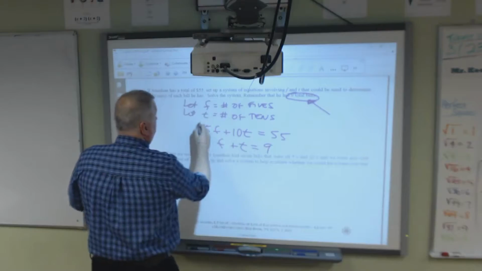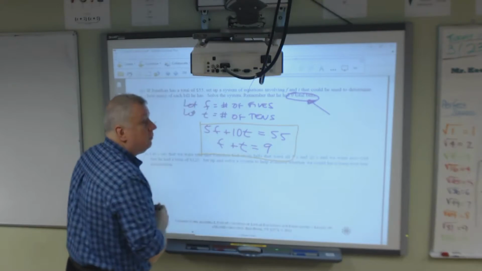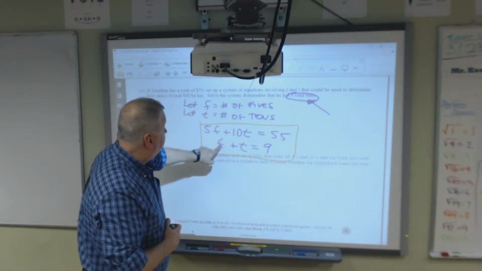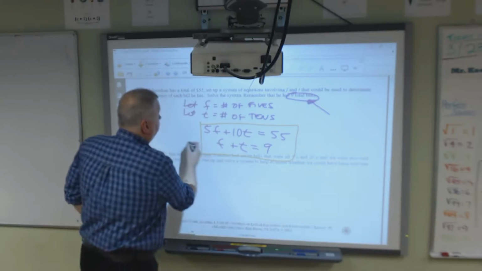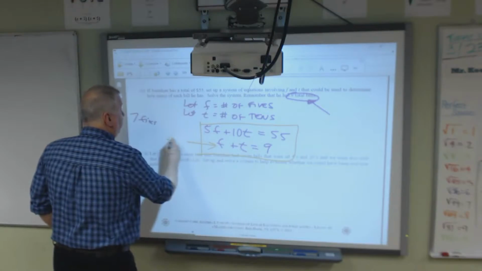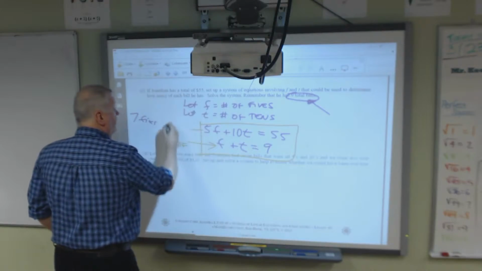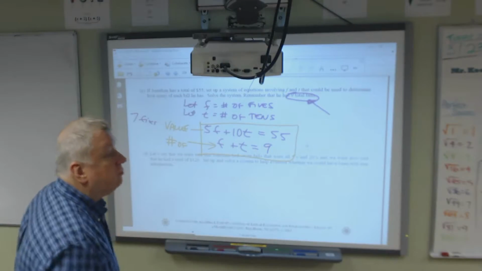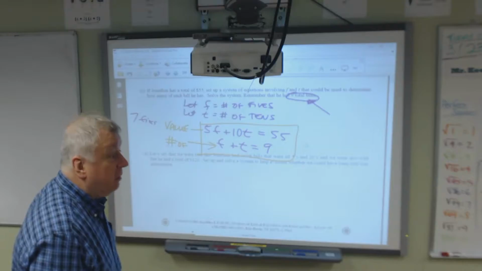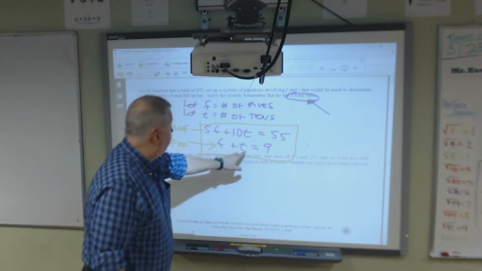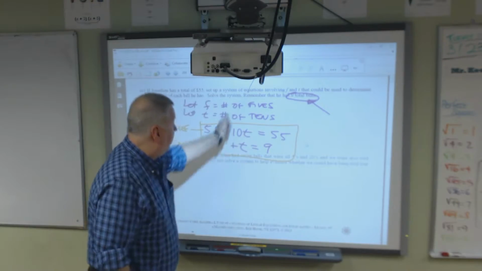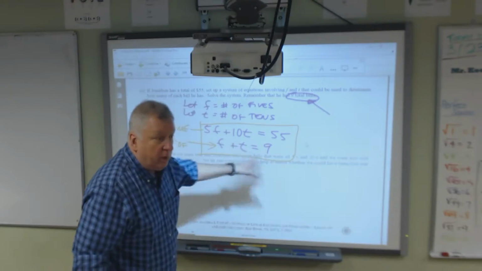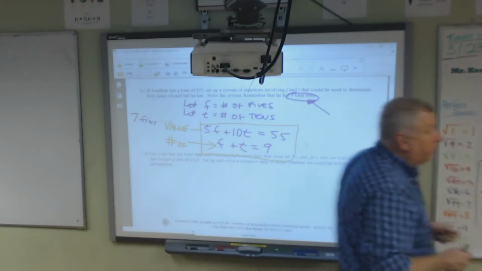You're not gonna put 7 F and 2 T? No, you leave it as F, because we don't know what F is. F is the number of 5s. This equation just has to do with the number of things. The first equation has to do with, he's got some 5s and some 10s. All we know is that it adds up to 9. This has nothing to do with the value of the money. This is just how many pieces of paper in his pocket he's got.